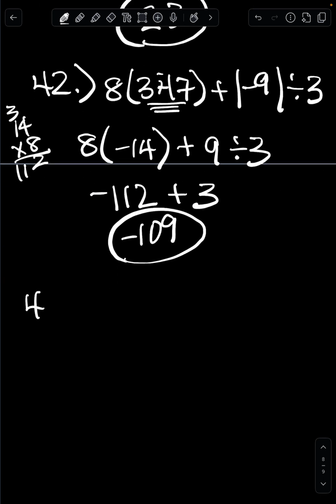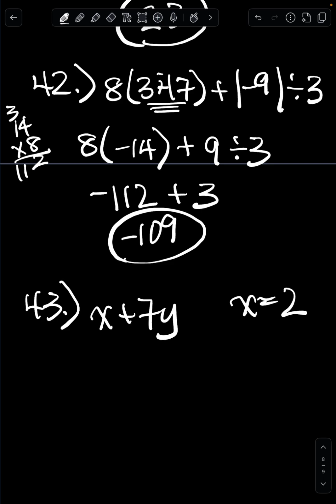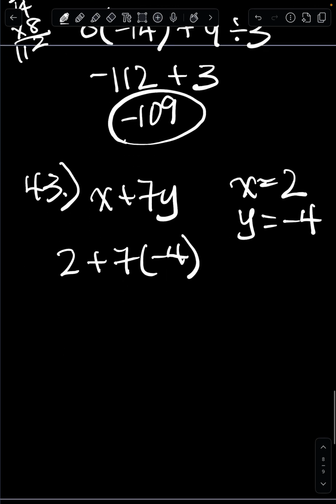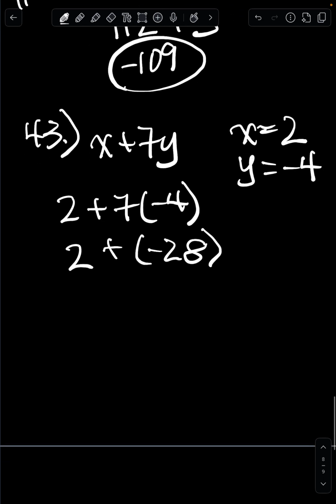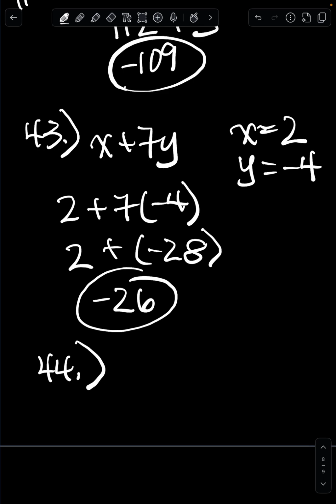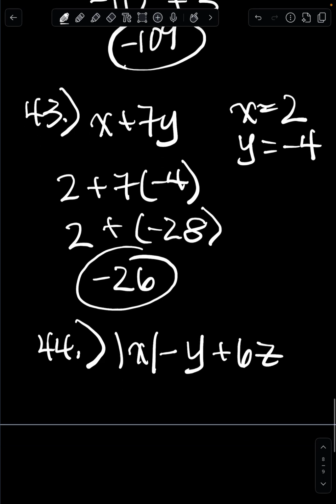Number 43, I'm trying to hurry up here before my battery dies. x plus 7y when x equals 2, y equals -4. So 2 plus 7 times, make sure you always put that in parentheses, negative 4. 2 plus negative 28. Signs are different. Find the difference. Keep the sign of the bigger one. Negative 26.